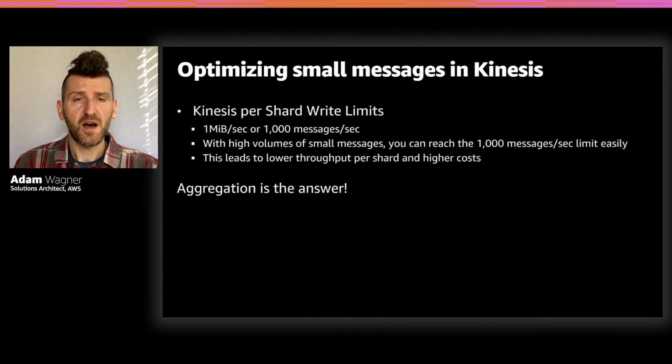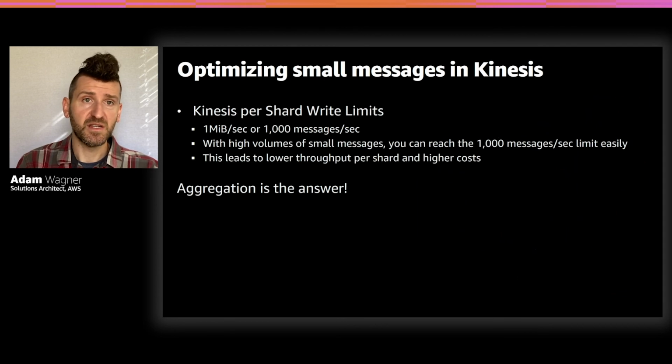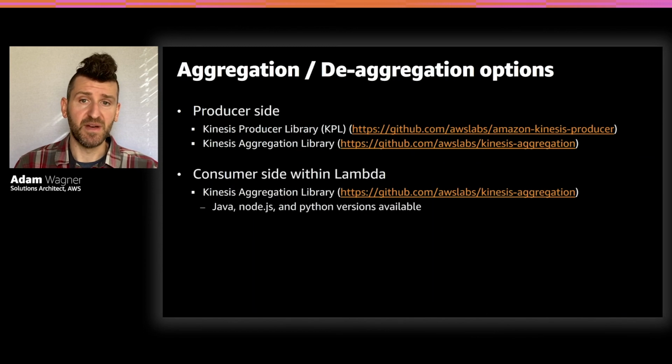So another common thing that we see is small messages in Kinesis. If you're putting lots of small messages onto the stream, on that per shard limit, you're really running into that 1,000 per second limit rather than that 1 megabyte limit. And you can gain a lot of efficiency by aggregating those smaller messages together on the client side before you push them into Kinesis. So, this is definitely a good thing to think about if you do have workloads like this that have lots of small messages.